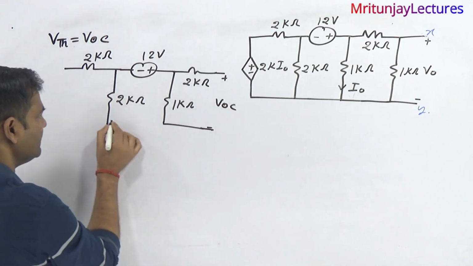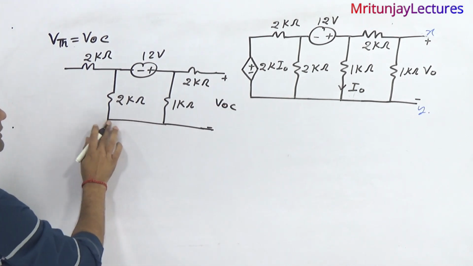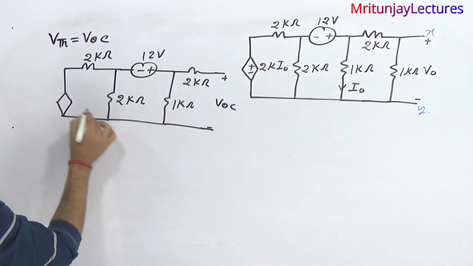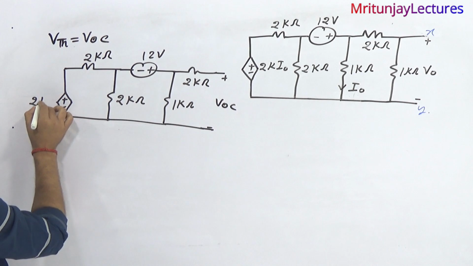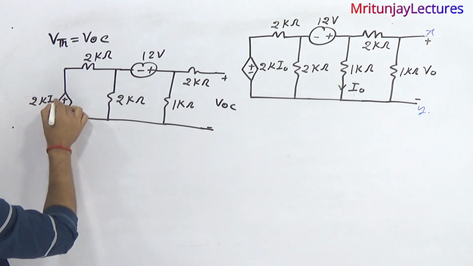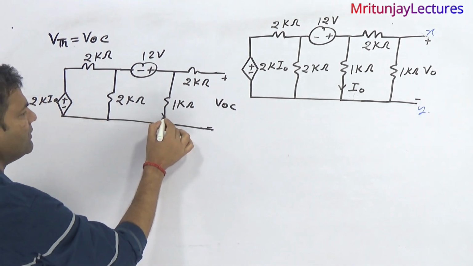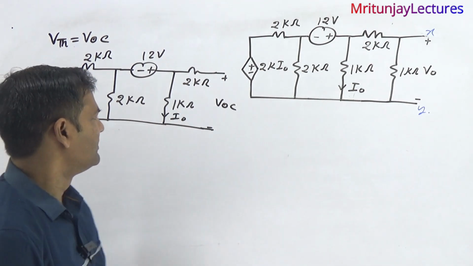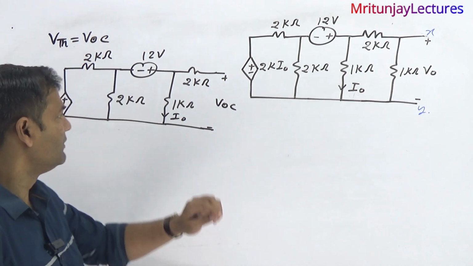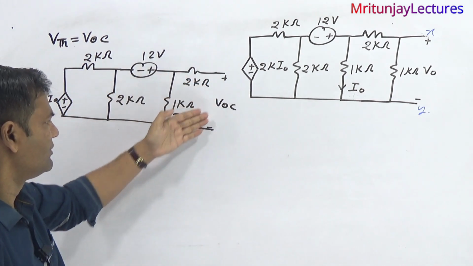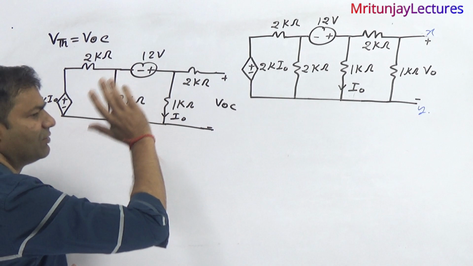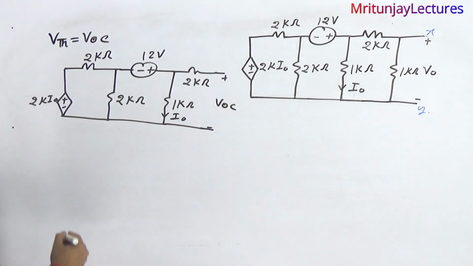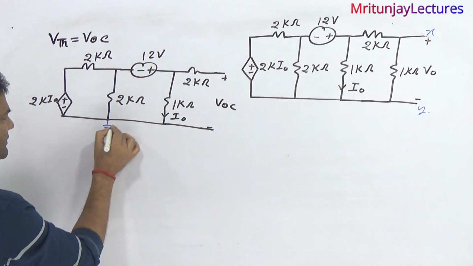V of OC. Okay. Now the next target is plus minus 2k into I naught. Clear? And what about I naught? I naught is here. Our motto is to determine V of OC. If you determine I naught, then you can apply KVL in this loop, and then you get I naught. Okay, clear or not?